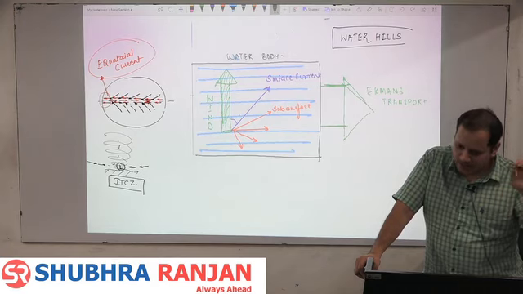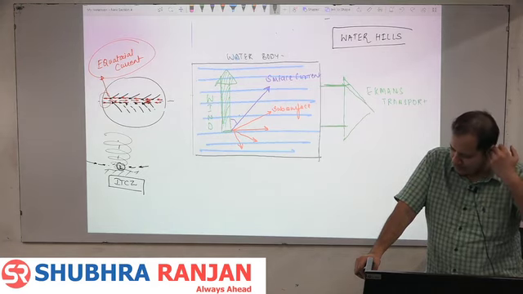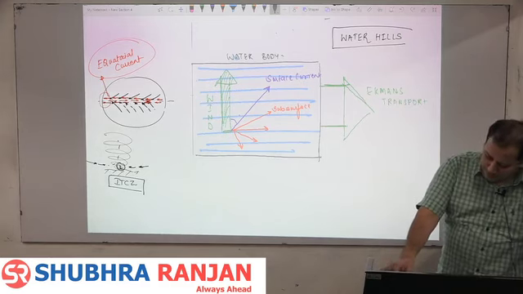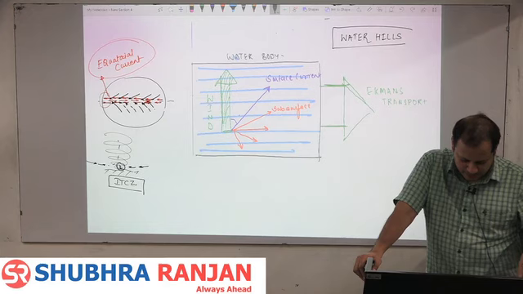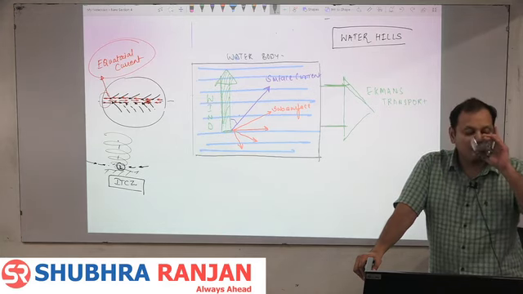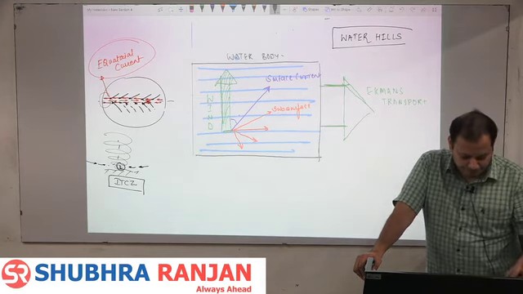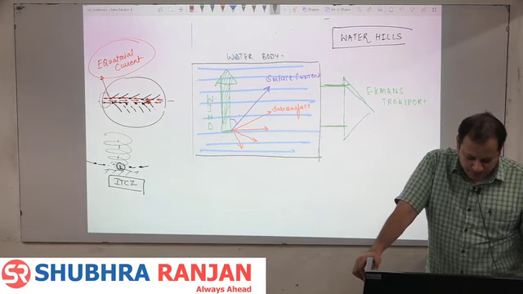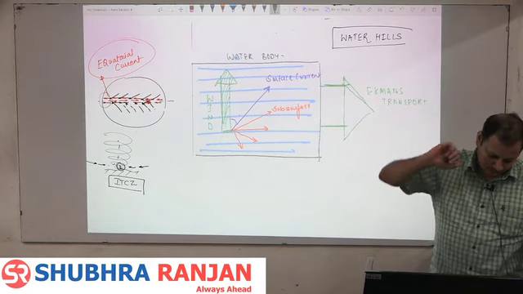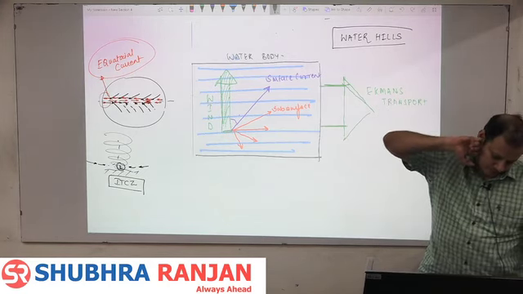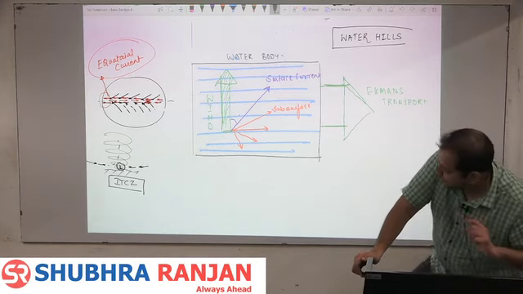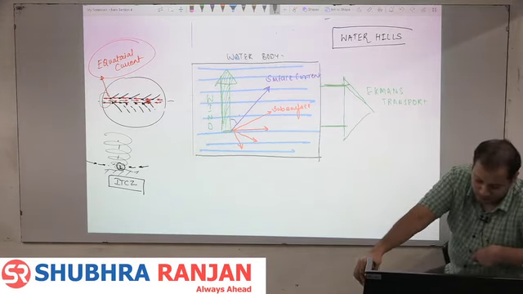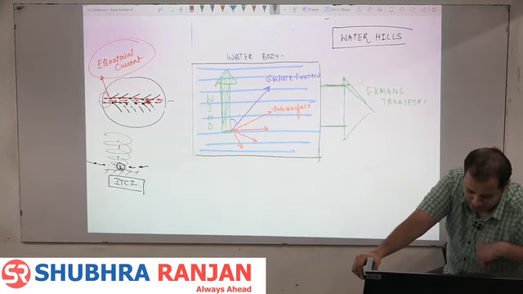Water hills, and therefore the counter equatorial current is generated, which flows from west to east in the oceans.